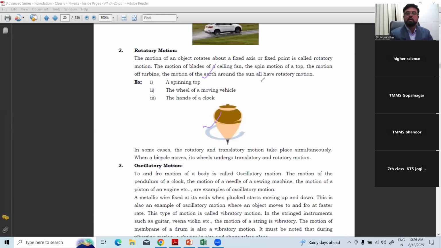A spinning top, a wheel of a moving vehicle, a hand of the clock, right? The motion of an object that rotates about a fixed axis or fixed point is called rotatory motion. Okay. The second type. The third type you can see here.